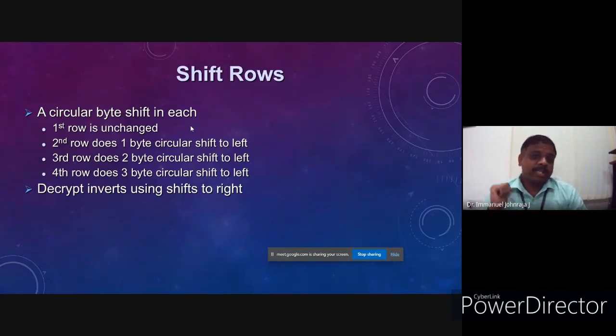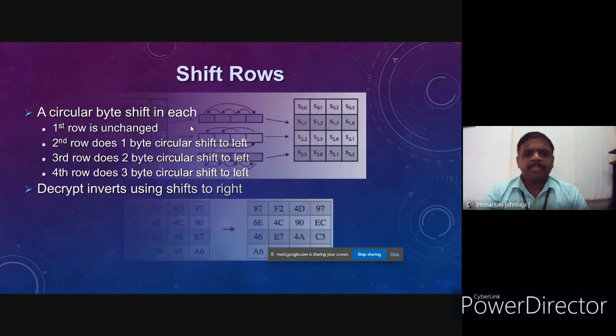Okay. So what happens in the case of decryption? It goes for the right shift, because as I said, decryption in AES is exactly the reverse of your encryption, including the key schedule, including the operation. Everything goes in the reverse. Okay. So this is the representation.